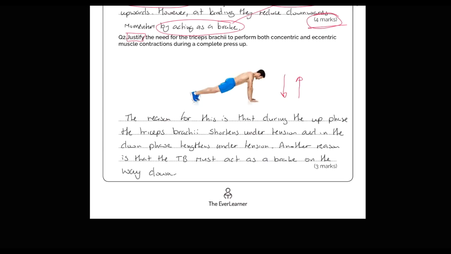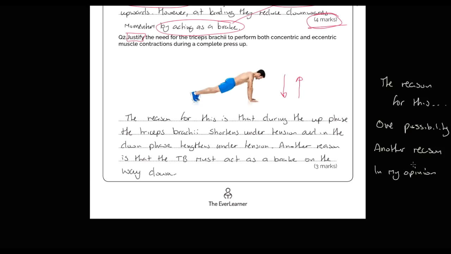So justify statements are things like, the reason for this, we might find, and you know, it's the reason for this, one possibility, another reason. You might even put, in my opinion. That is getting towards a conclusion type statement, but you might put that sort of thing, in my opinion, comma.